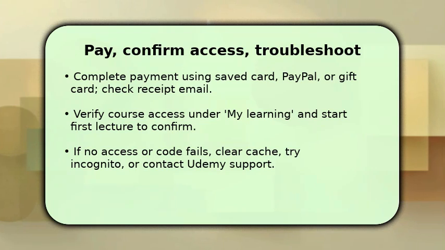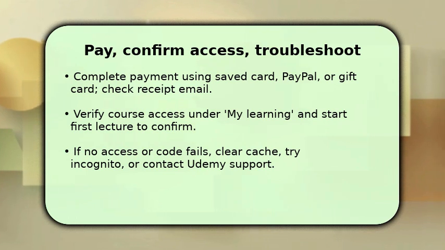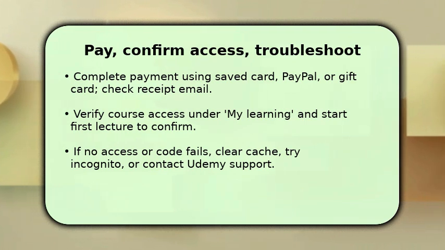You complete payment with the saved method and immediately check for a receipt and an access link. Once paid, go to My Learning and open the first lecture to confirm enrollment. This verifies the discount applied to the correct course.